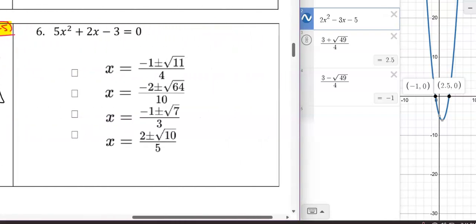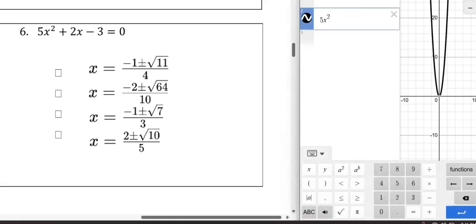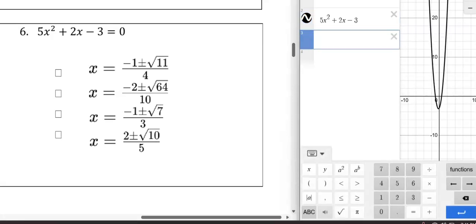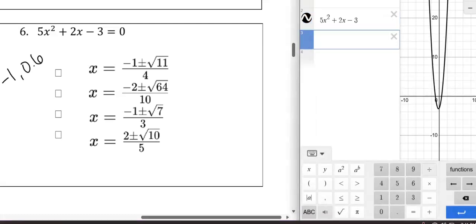So let's go ahead and do this one just using Desmos. We are going to type in the original problem. Our x-intercepts are 0.6 and negative 1. And now we have to type our answer choices until we get negative 1 and 0.6. So let's write those down. We need negative 1, 0.6. So starting off with the first option, negative 1 plus the square root of 11 divided by 4. That gives me this mess.